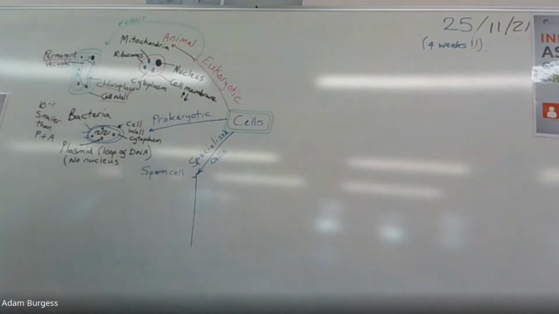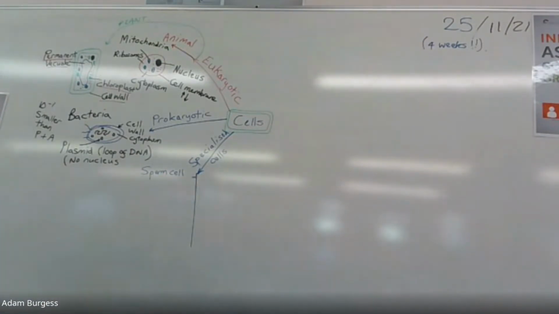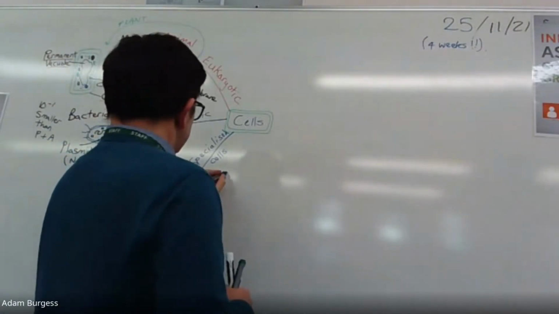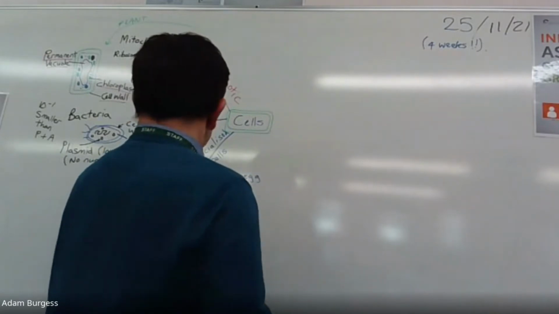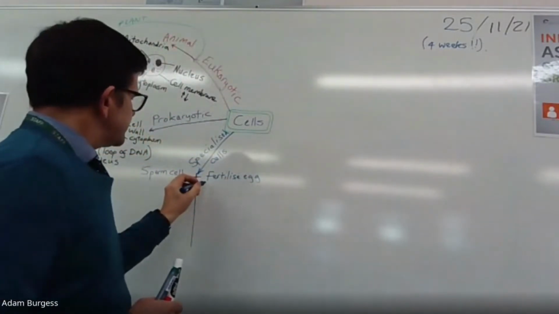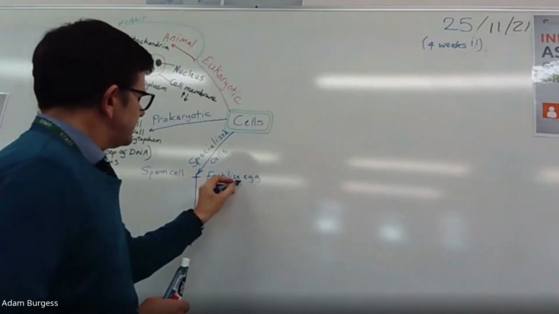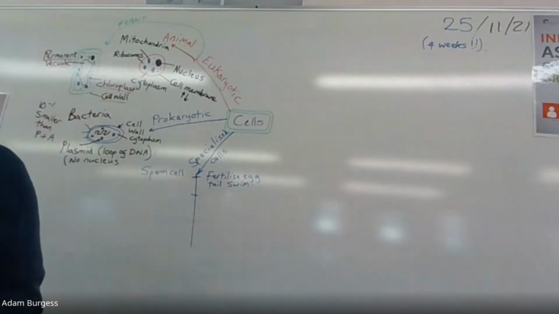What's the function of a sperm cell? Well, it fertilizes the egg. Fertilizes the egg. Okay, it's got a tail, so it can swim, etc. It's got enzymes in the head as well.